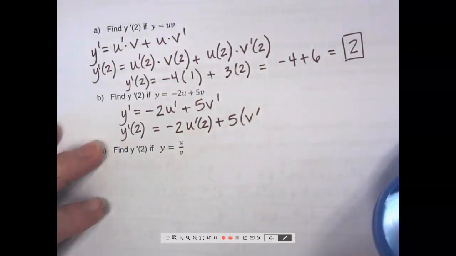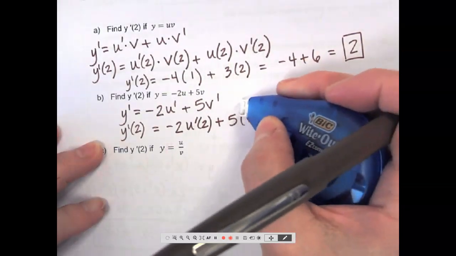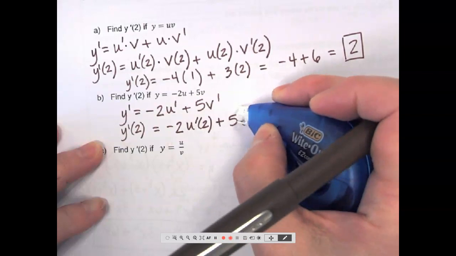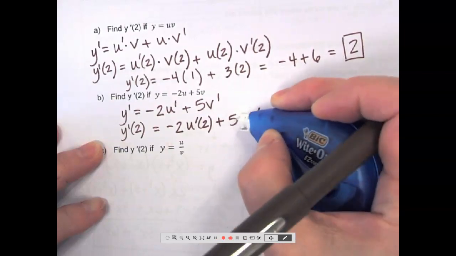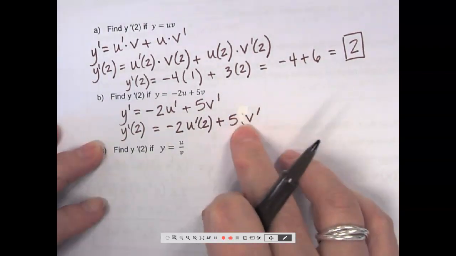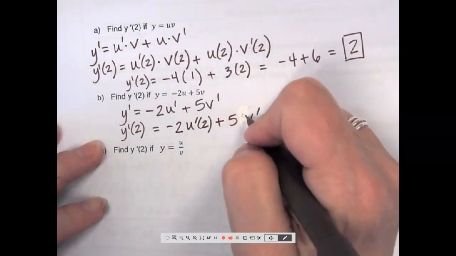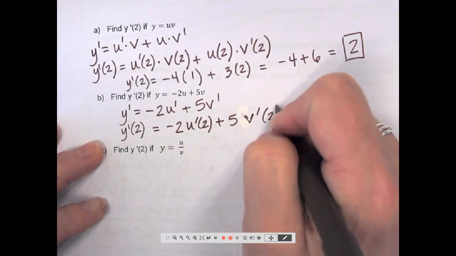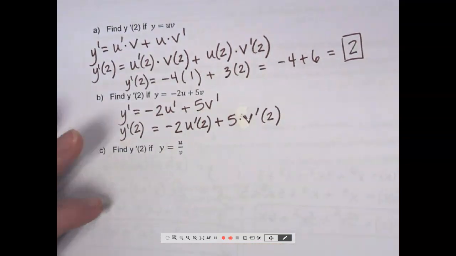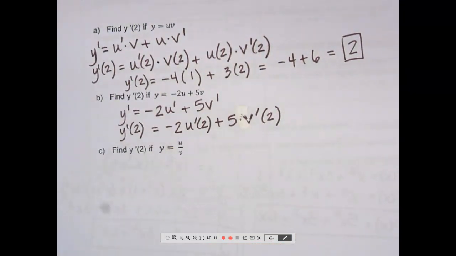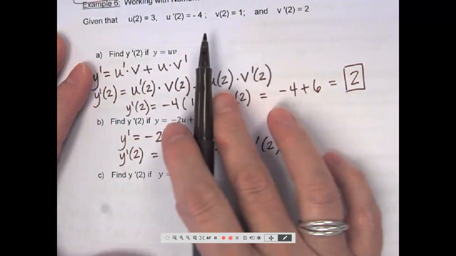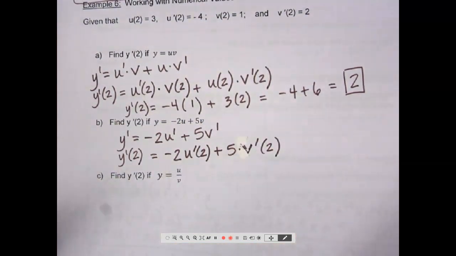I don't need that extra parentheses. It's okay if I have it, but let's get rid of that. Okay, and did I really have to put that "of 2" in there? Not necessarily, because I don't have any other options up here other than 2.